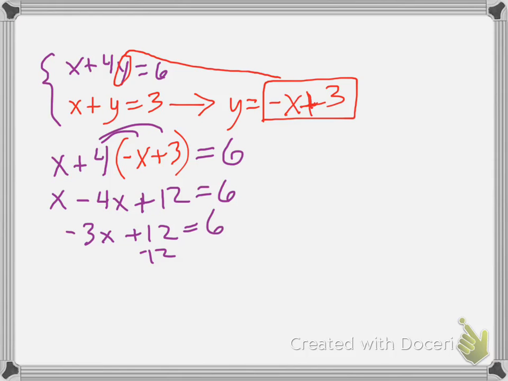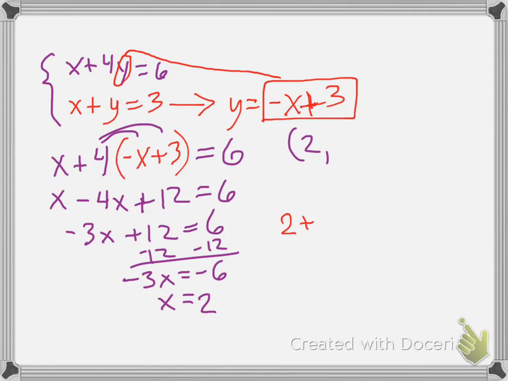I'm going to move my 12 over. I'm going to get negative 3x equals negative 6, and x equals positive 2. So there's part of my answer, so I know that x is 2. So now I want to get the y. It doesn't matter which equation you use. I'm going to use the red one.